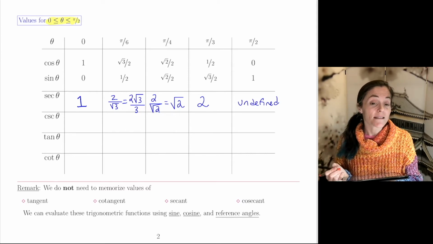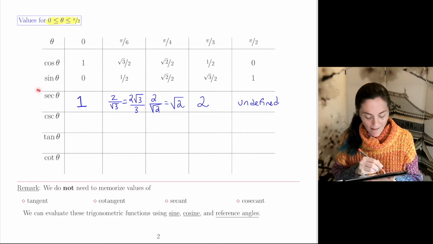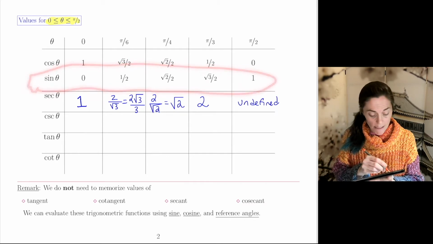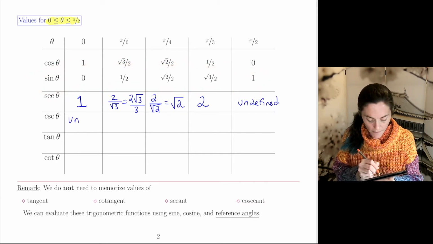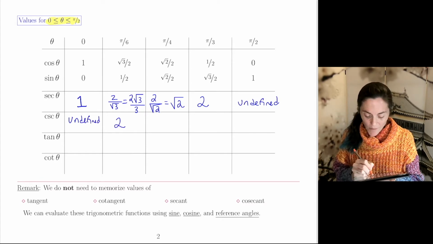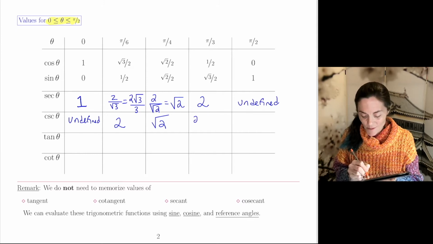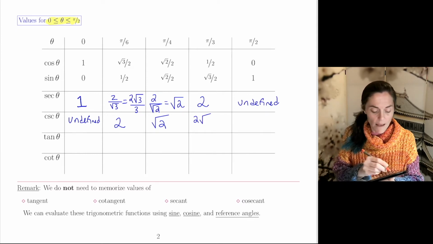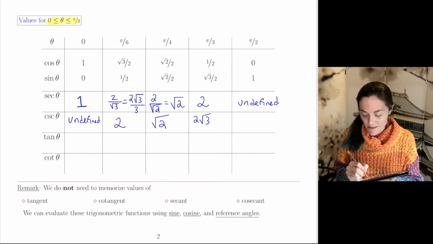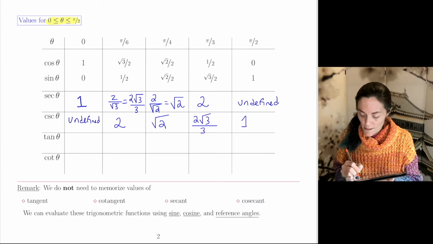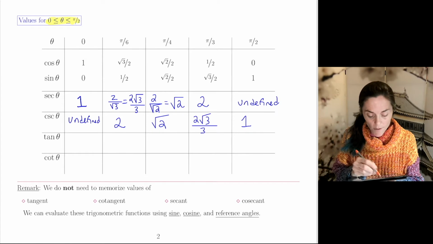Now, cosecant is very similar, except we take the second line and we take 1 over. Cosecant is 1 over sine. So it's here that's going to be undefined. And then we have 2. We will have the square root of 2, which is 1 over square root 2 over 2. And then here we will have 2 square root 3 over 3. Okay, these calculations we in fact thought about in the line above. Finally, 1 over 1 is 1. So that fills in our line for cosecant.